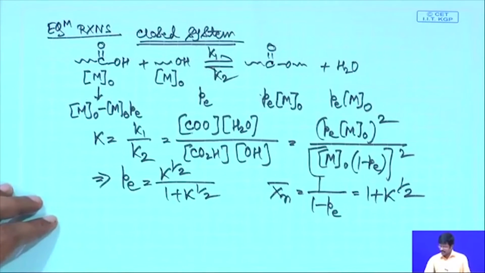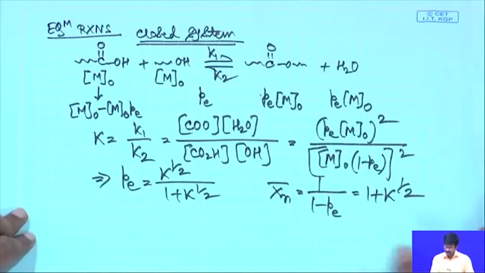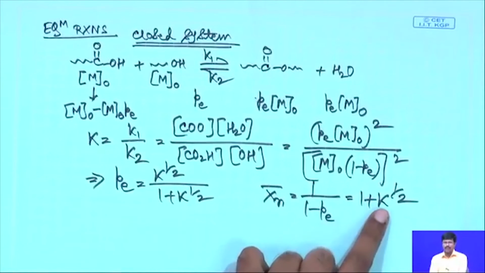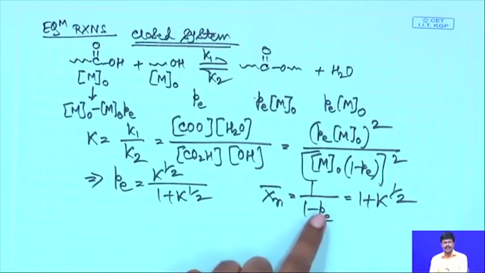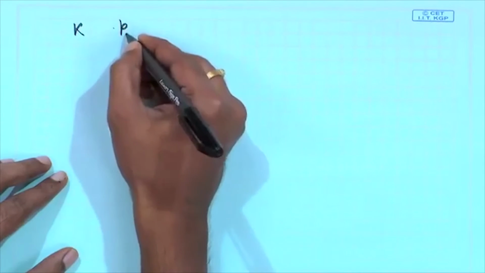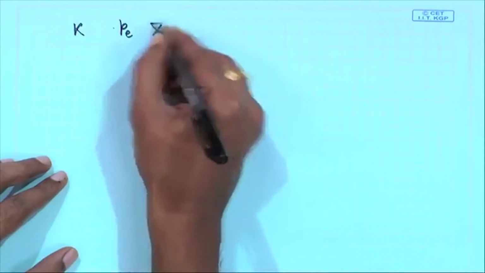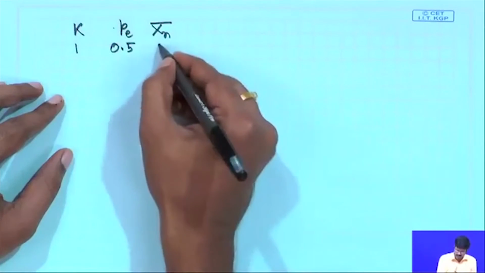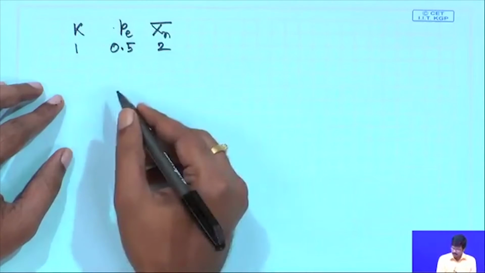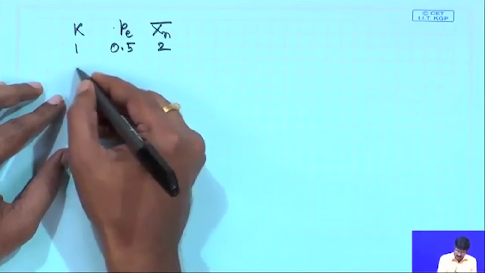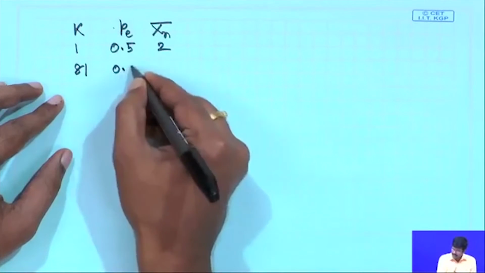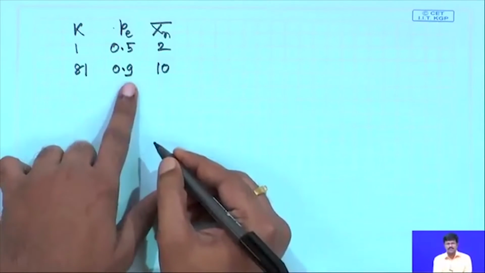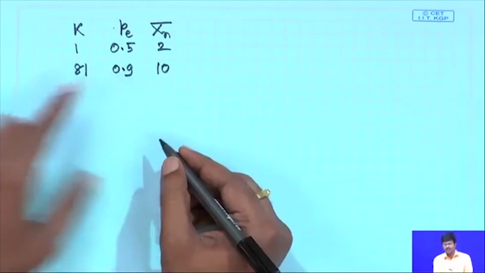Now, let us have some data here in order to consolidate this idea. In fact, this data can be derived, you put some values of k, correspondingly you can calculate the value of PE and Xn, and you can have some kind of realization of what is the situation here. So, k, and then you have PE, and then you have Xn bar. If your k is 1, only 50% of reaction occurs if the equilibrium constant is 1, and your Xn bar is 2, it is like an oligomer. If your k is say 81, then 90% of reaction has occurred, your Xn bar is only 10. So, 90% of reaction is not acceptable to you, molecular weight will be very low.